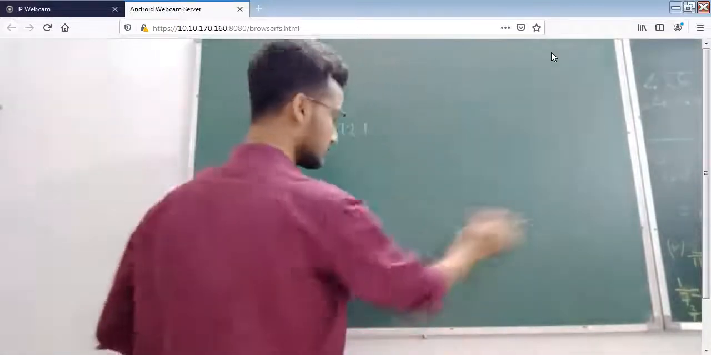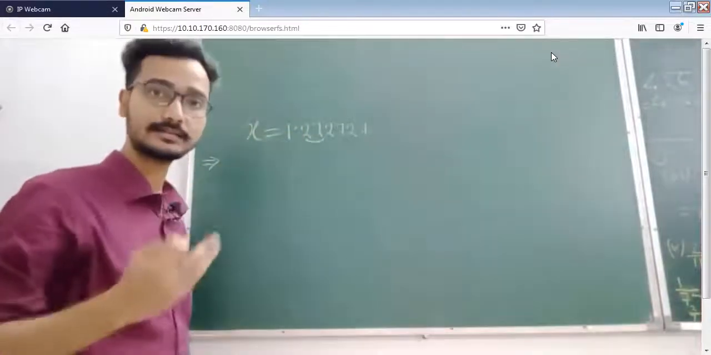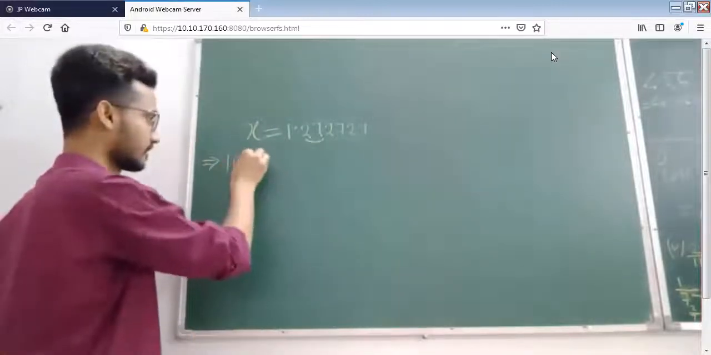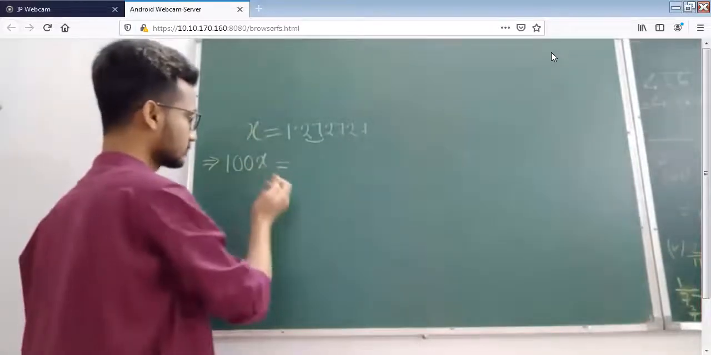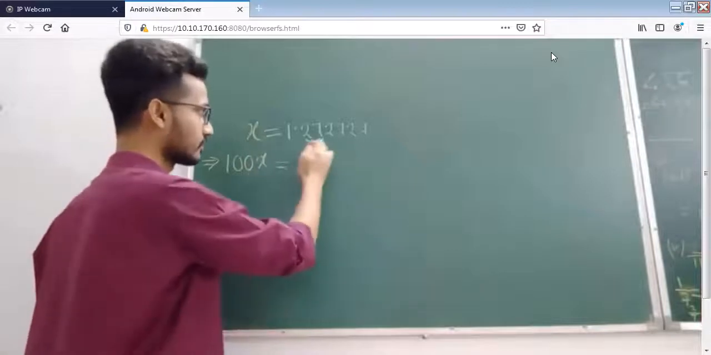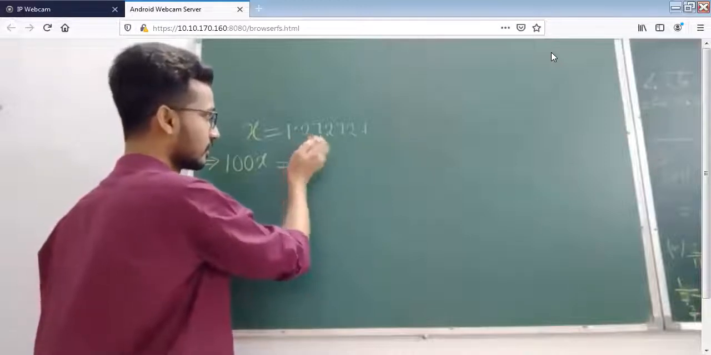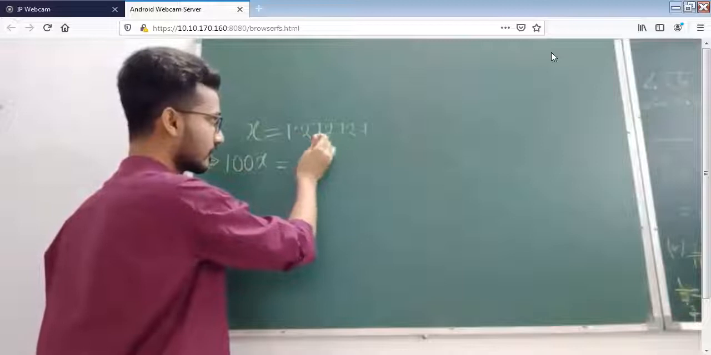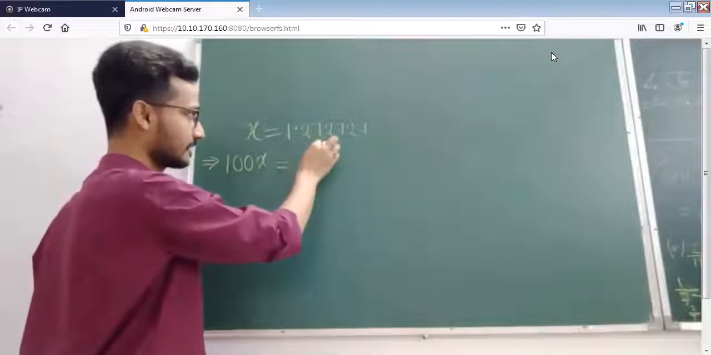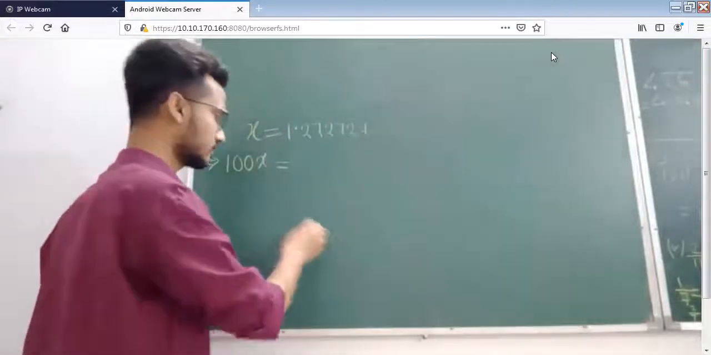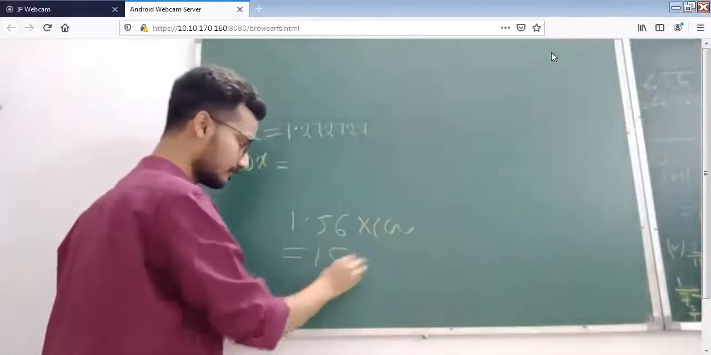Now see, suppose this is x. Now you have to multiply both the left hand side and right hand side by 100. Now see, when you multiply, the decimal will come after two digits, yes or no? Suppose 1.56. When you multiply by 100, what will be the result? The result will be 156.